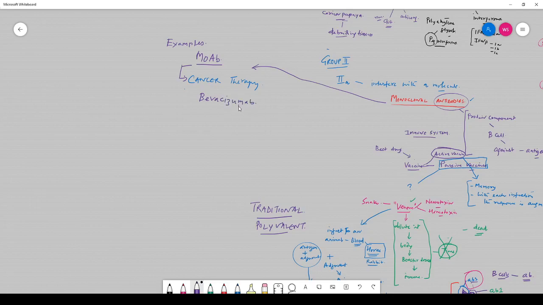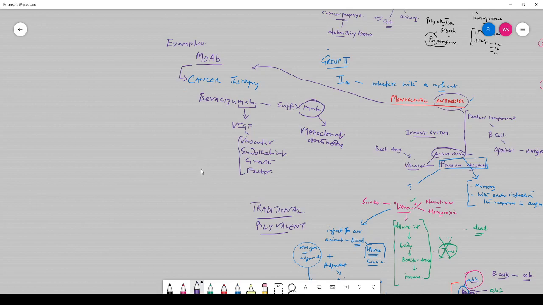Used for cancer therapy, the drug is bevacizumab. It ends with the suffix mab, and this mab means monoclonal antibody. Bevacizumab, what does it do? We said it interferes with a molecule. Which molecule? It is an antibody directed against VEGF. What is VEGF? Vascular endothelial growth factor. Meaning this factor is required for angiogenesis. So this is the angiogenesis inhibitor.